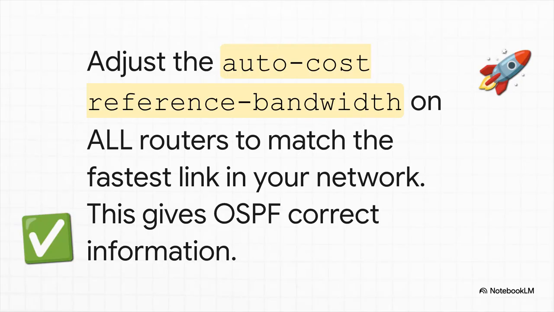And this is a huge problem. It means OSPF might choose to send traffic over a congested 1 gig link when there's a wide open 40 gig link sitting right there totally unused. The solution, thankfully, is really simple, but it is absolutely critical. You have to go in and adjust that reference bandwidth on all of your routers so that OSPF can see the true speed of your links and make smart decisions.